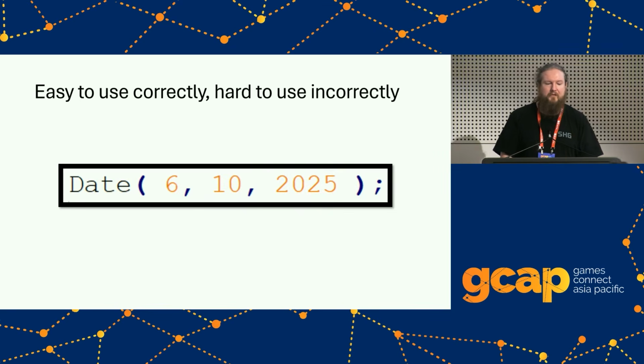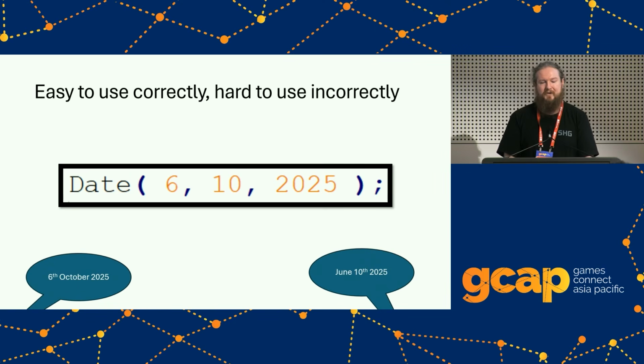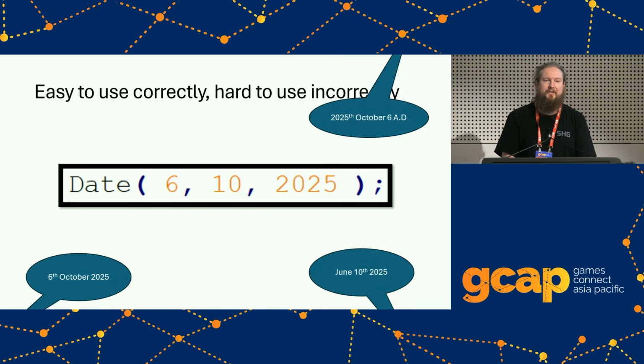So the next thing I want to harp on about is make things that are easy to use correctly and hard to use incorrectly. If we look at this sort of thing here where I'm creating a date, I'm sure no one actually knows the final date that I'm after for this. Someone's probably thinking, 6th of October 2025. Another person's thinking, July 10th, 2025. And then someone at the back's probably thinking, this is the 2025th of October, 6 AD. It's my typical view on it.